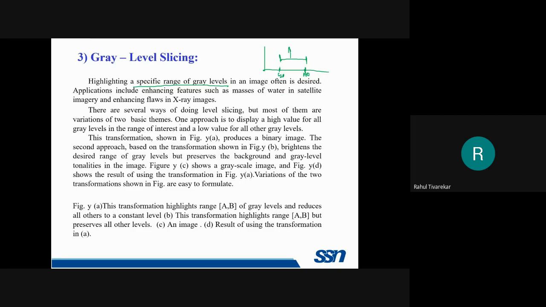Applications include enhancing features such as masses of water in a satellite image, or enhancing the flaws in X-ray images. For example, suppose you want to see the blood veins in your body.